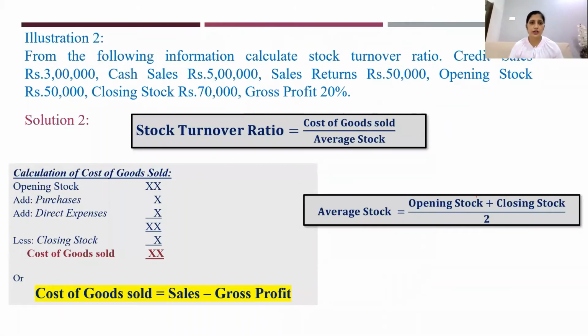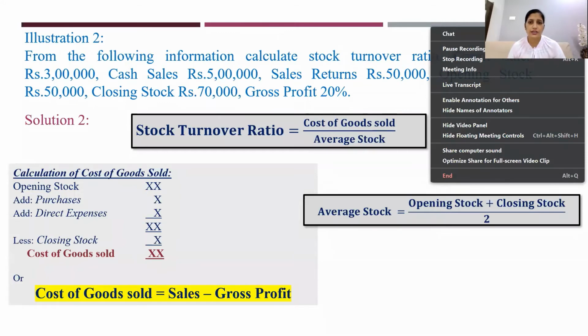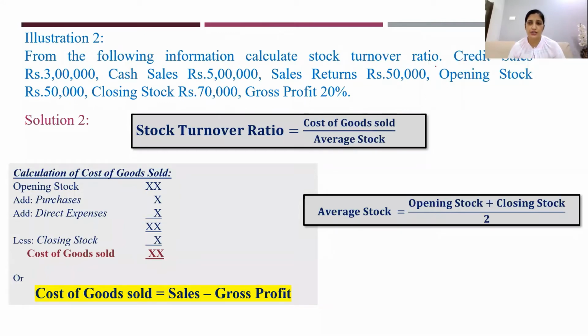So we'll go for one more problem. Take down this. From the following information, calculate stock turnover ratio. Credit sales 3 lakhs, cash sales 5 lakhs, sales returns 50,000, opening stock 50,000, closing stock 70,000, gross profit is 20%. Okay, a bit different type of data is given here.